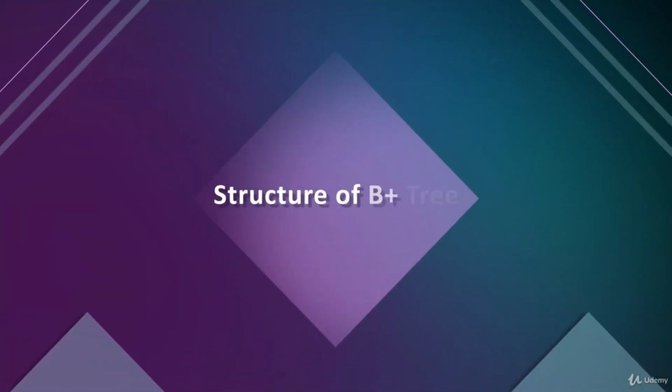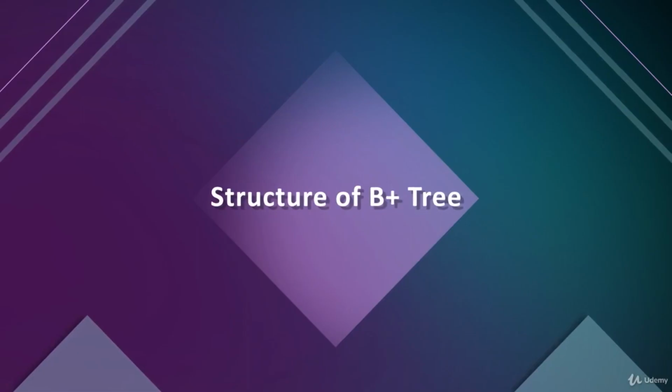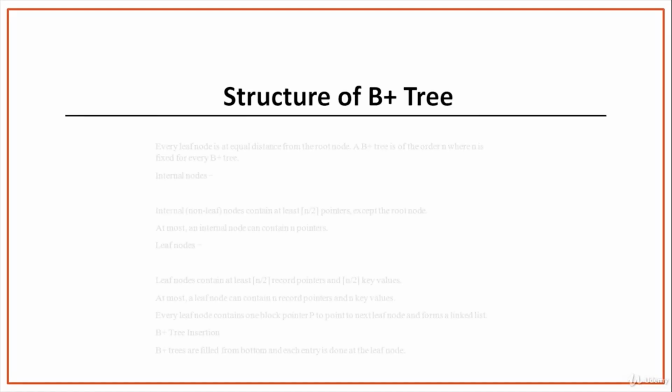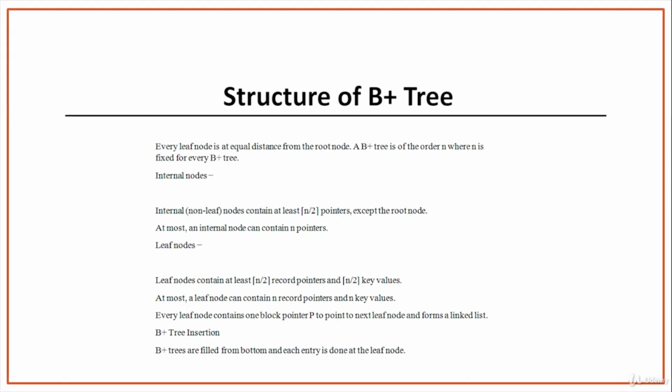As for the structure of a B+ tree, every leaf node is at equal distance from the root node. A B+ tree is of the order n, where n is fixed for every B+ tree. Internal nodes: internal non-leaf nodes contain at least n/2 pointers, except the root node. At most, an internal node can contain n pointers.